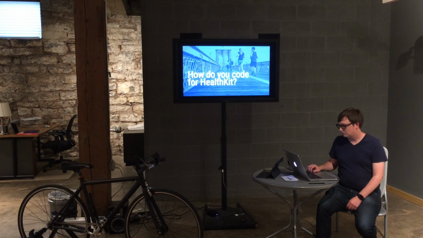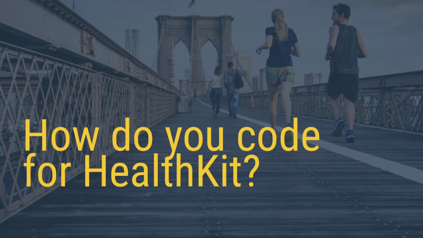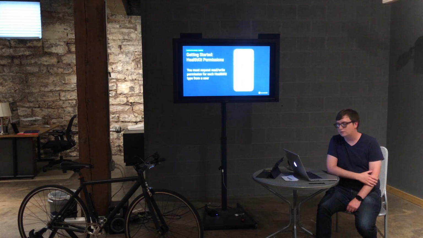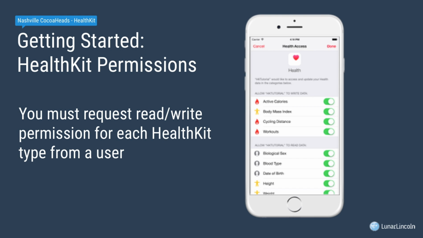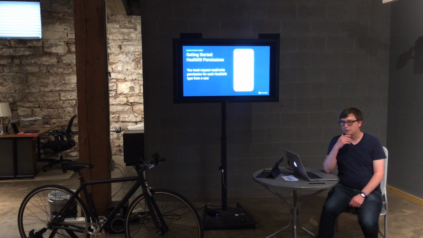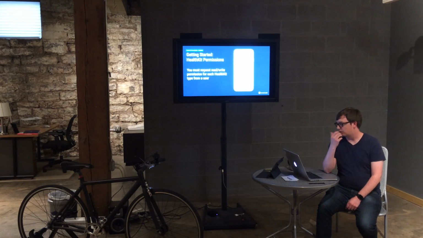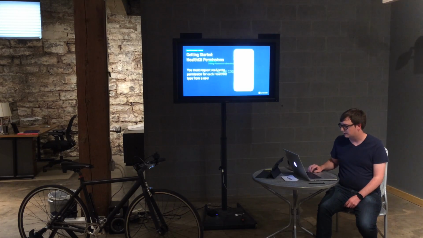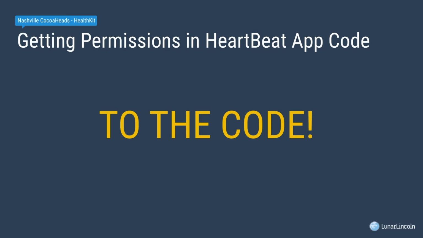All right, so how do you code for HealthKit? First thing you need to do whenever you make a HealthKit app is ask for permission to access a user's HealthKit data store. You can either request read or write permissions, or both, for each individual type of thing that you want to request. For our app, we're going to be requesting permissions to read a few things and to write a couple of other different things. So let's take a look at that really fast.